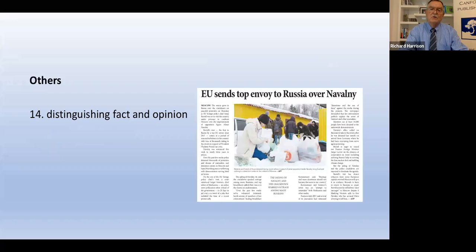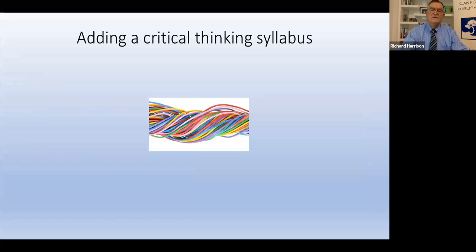And then some more: distinguishing fact and opinion. So obviously newspaper articles are a good source of this, editorials in newspapers, and thinking about thinking we've already mentioned. Okay, so those are a number of critical thinking sub-skills.